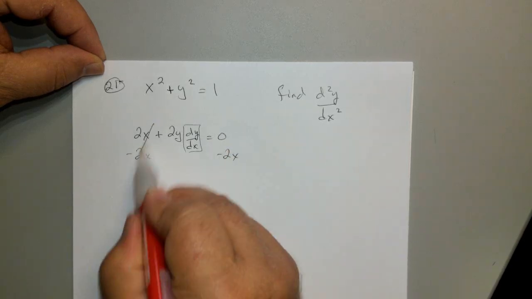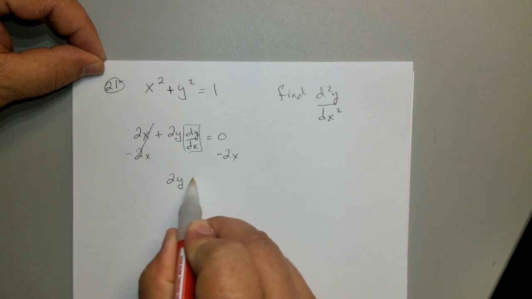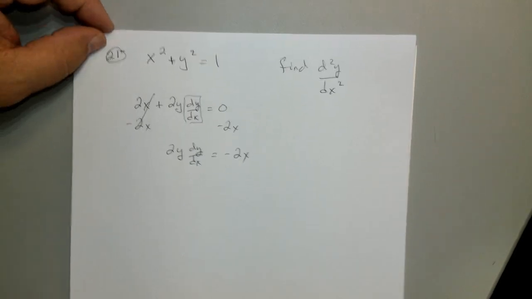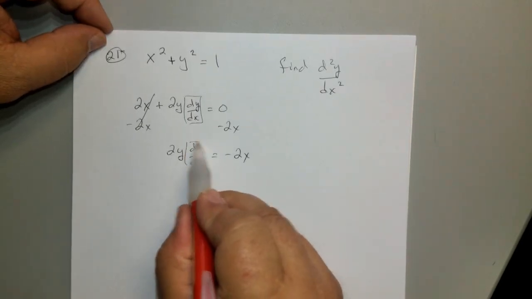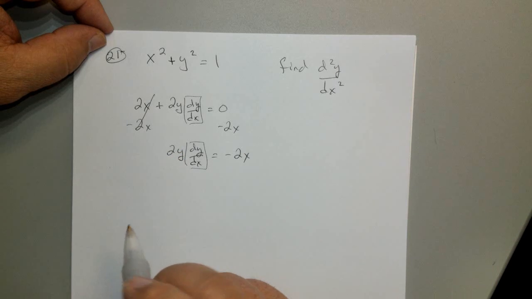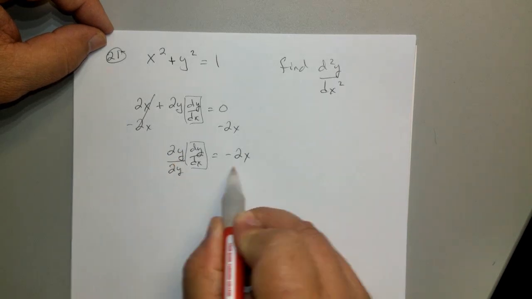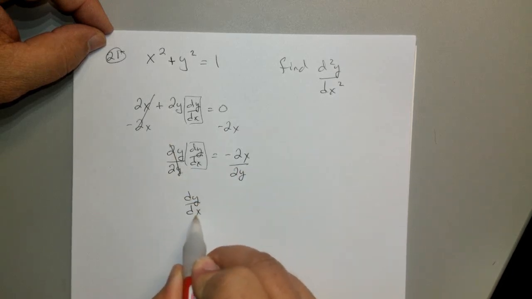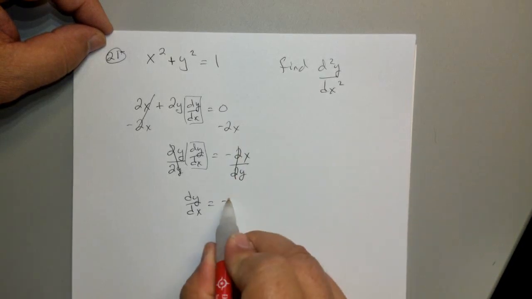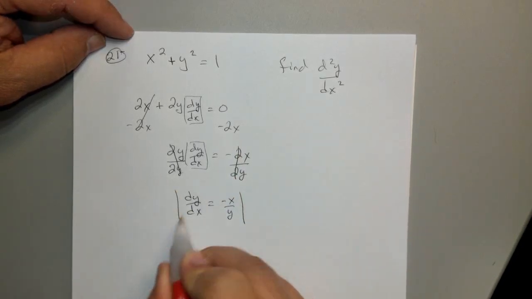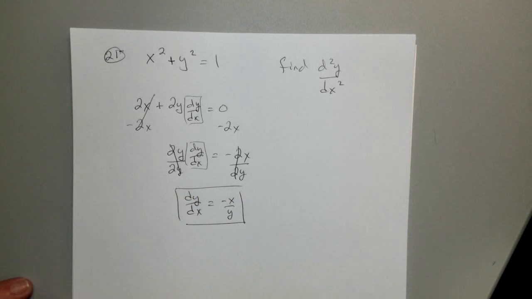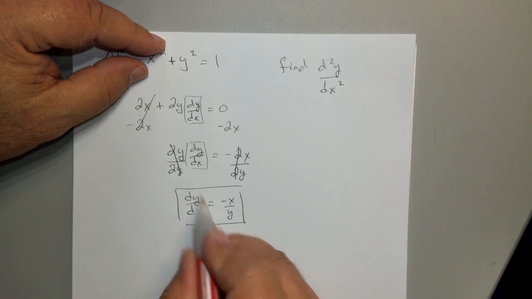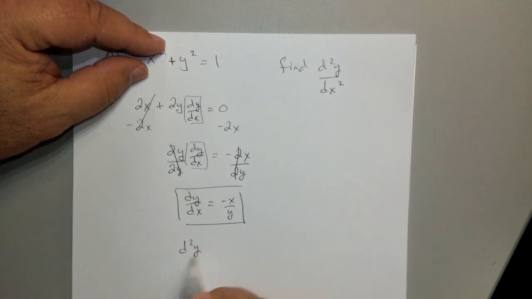2x over... Negative 2x. If the dy dx by itself, we have to get rid of the 2y. How do we get rid of that? Divide by 2y. The 2's cancel, so we have negative x over y. That's our first derivative. Now we've got to find our second derivative. So the derivative of the derivative is d squared y.